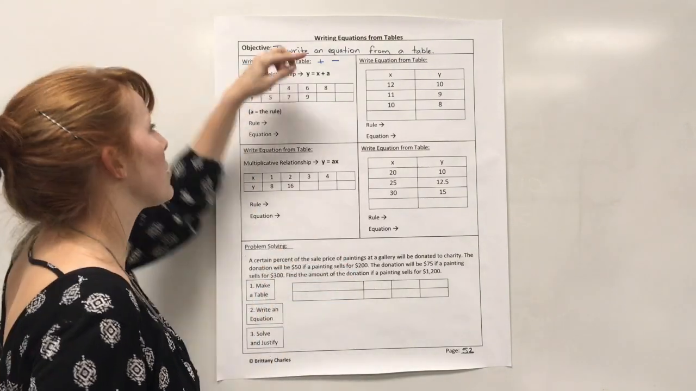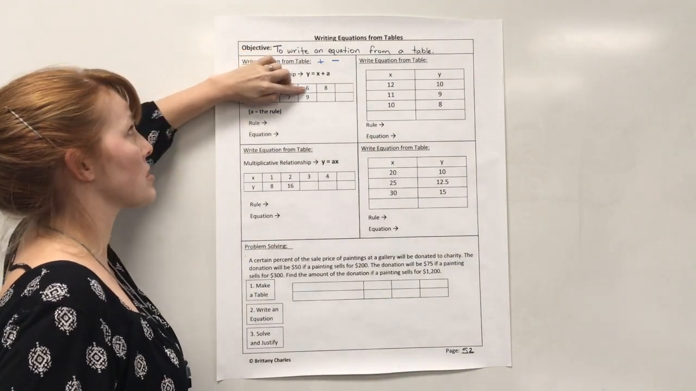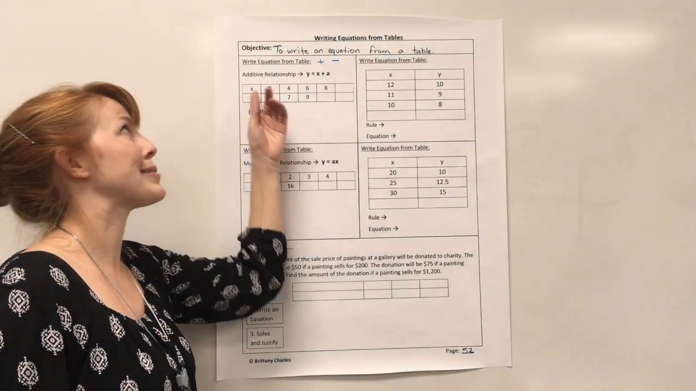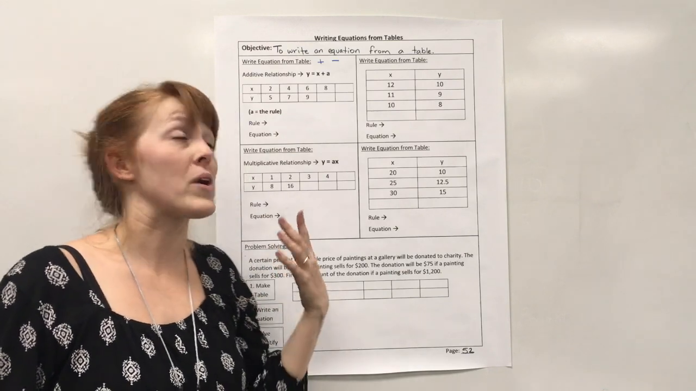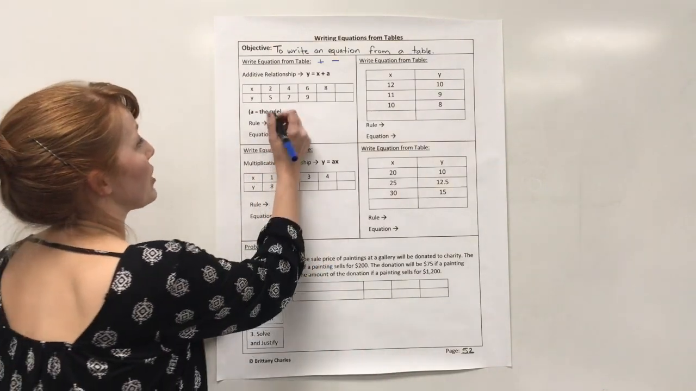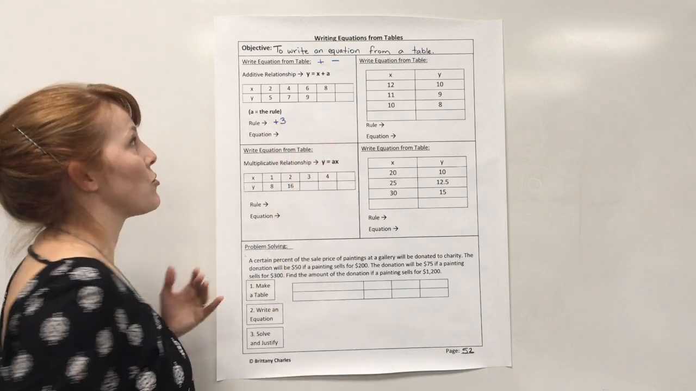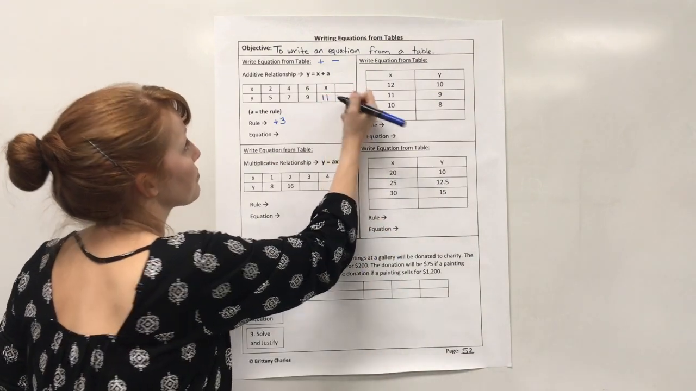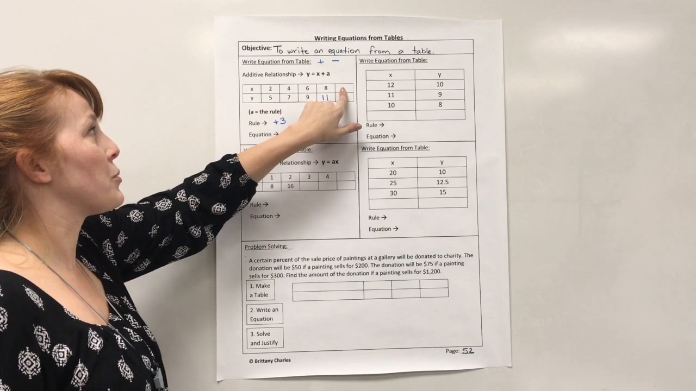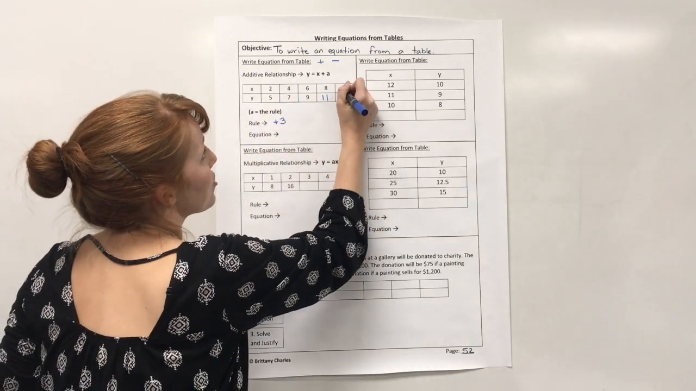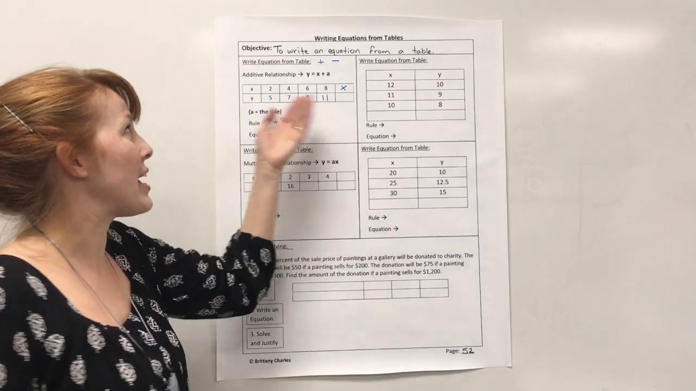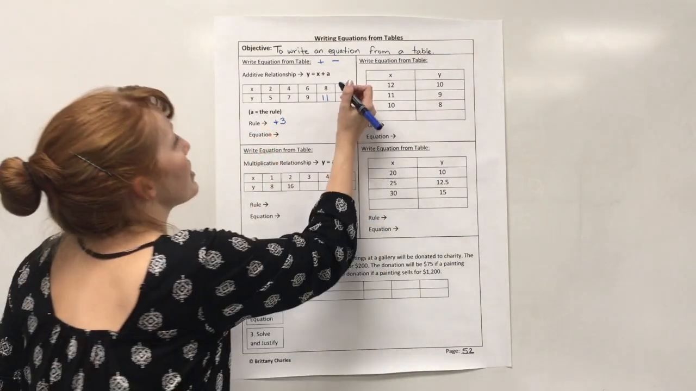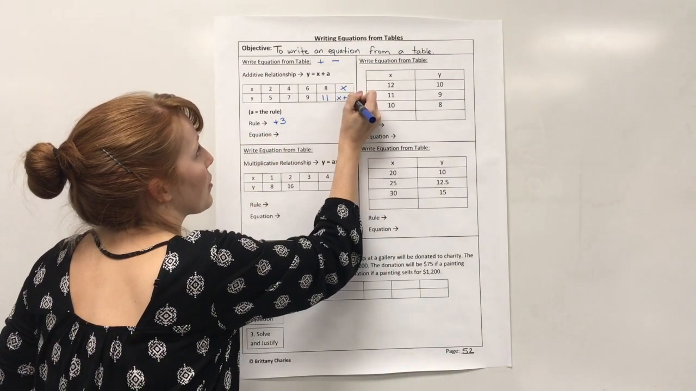Let's see if it works for the next pair. 4 plus 3 does give me 7. 6 plus 3 does give me 9. So now I'm pretty confident that this is an additive relationship, and that we are adding 3 each time. My rule here is plus 3. Now that I know the rule, 8 plus 3 would be 11. Here, I'm going to just put x. No matter what my x is, what am I doing to it? Any number I plug in for x, I'm adding 3. So this would be x plus 3.